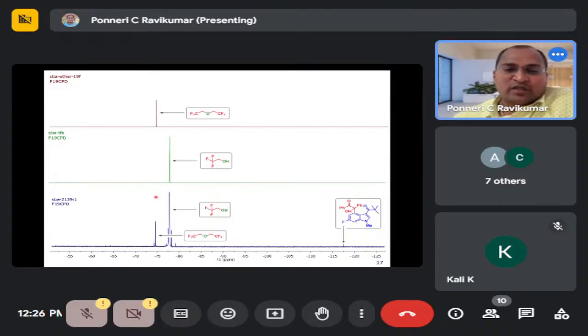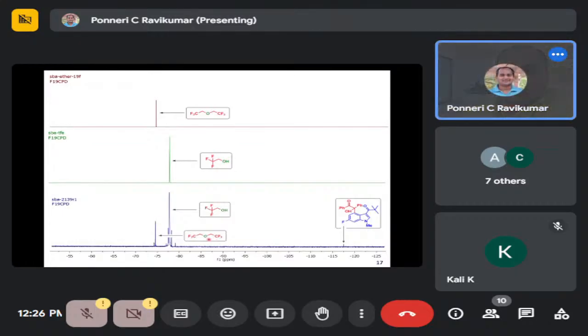So then when we took the F19 NMR of the reaction mixture, we found trifluoroethanol, and then we found this ether peak coming up. What it tells us is that within the reaction mixture, after some time, this trifluoroethanol is getting converted to this ether, which indirectly proves that a molecule of water is being generated.